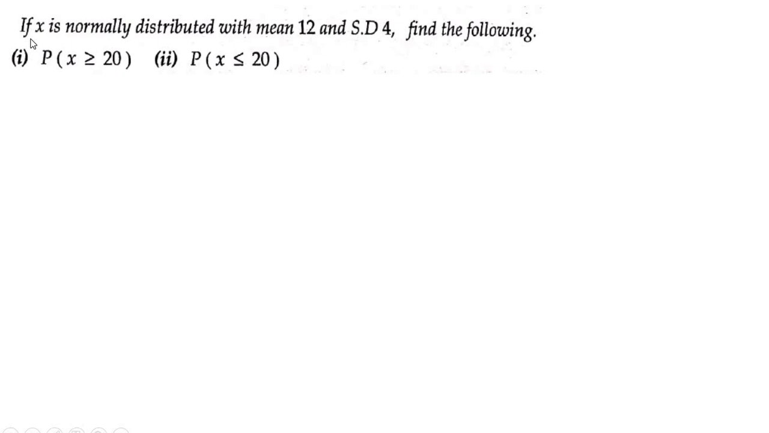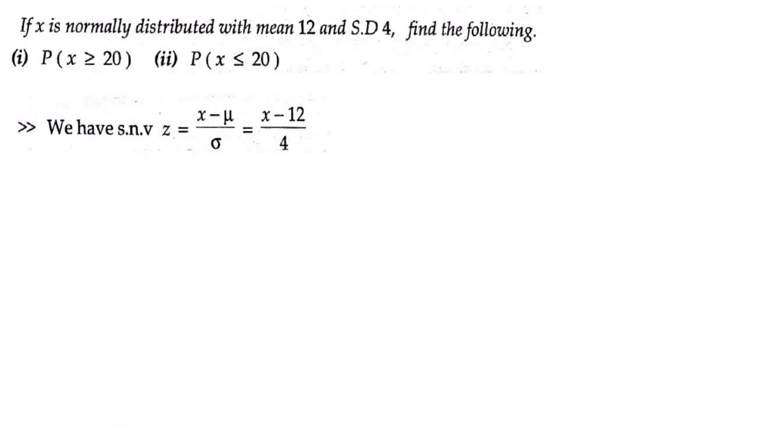So let me consider the first one. If x is normally distributed with mean 12 and standard deviation 4. What is given in the question? X is normally distributed with mean 12 and standard deviation 4, so mu is equal to 12 and sigma is equal to 4. What we need to find is P of x greater than or equal to 20 and P of x less than or equal to 20. First of all, let us write the standard normal distribution formula.